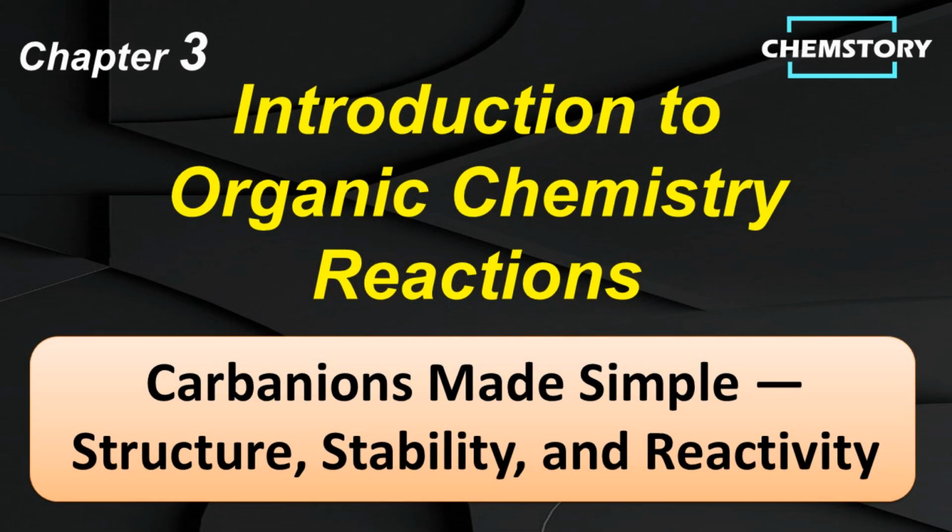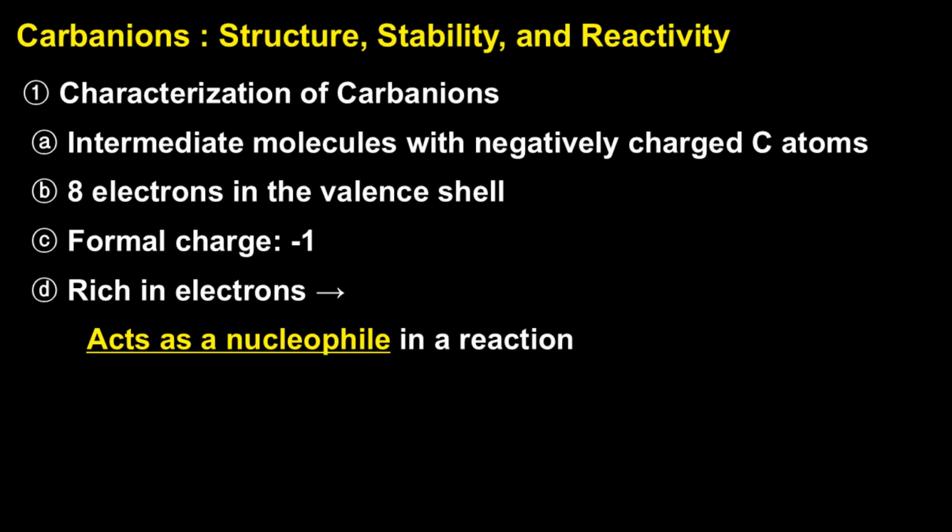Today we're diving into another key reaction intermediate in organic chemistry, carbanions. These guys show up in all kinds of reactions, from nucleophilic substitutions to enolate chemistry. And here's the thing. Once you understand how carbanions form, what they look like, and what makes them stable or unstable, you'll be able to predict reaction mechanisms more confidently, and even design better synthetic routes. Let's get started. So, what exactly is a carbanion?